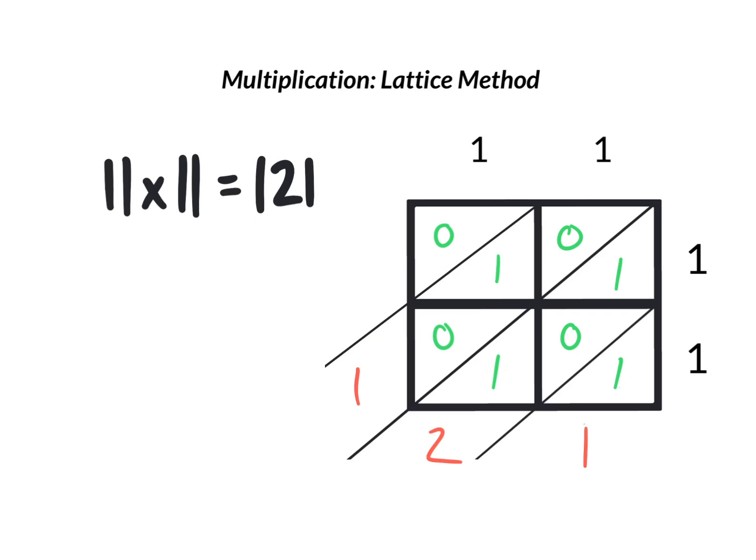I hope you have found this interesting and also useful. We can extend the boxes to add more to our lattice method. Okay, so if we have 3-digit numbers, two 3-digit numbers that we are multiplying, we could extend our box as a 3 by 3 grid.